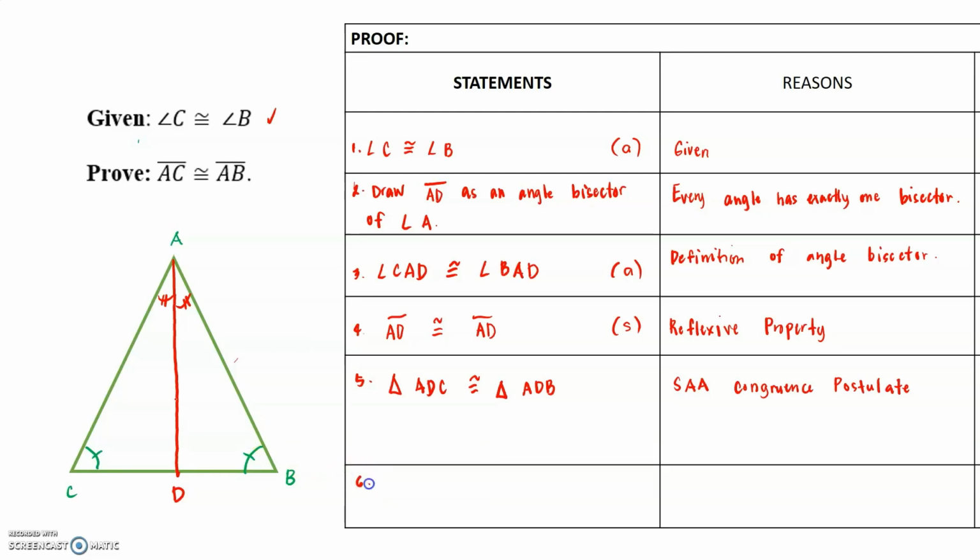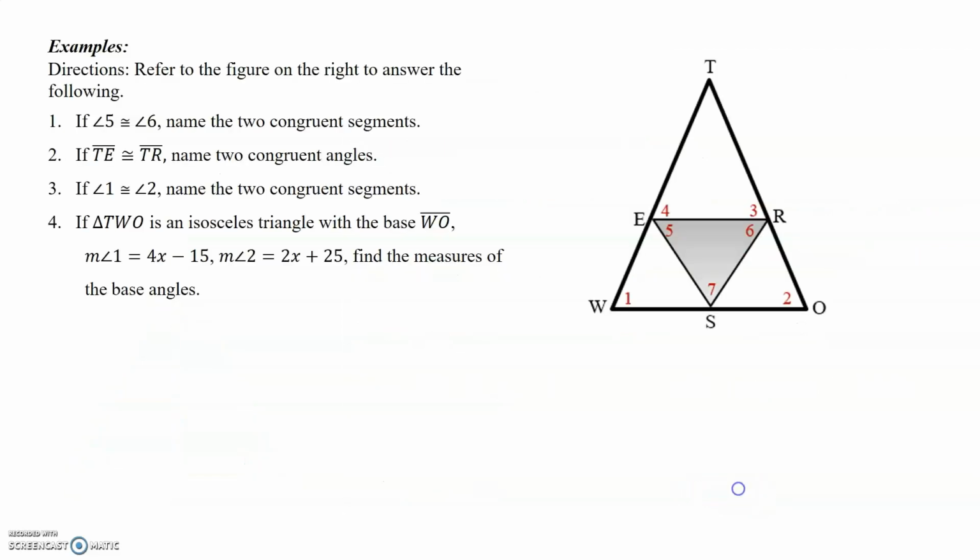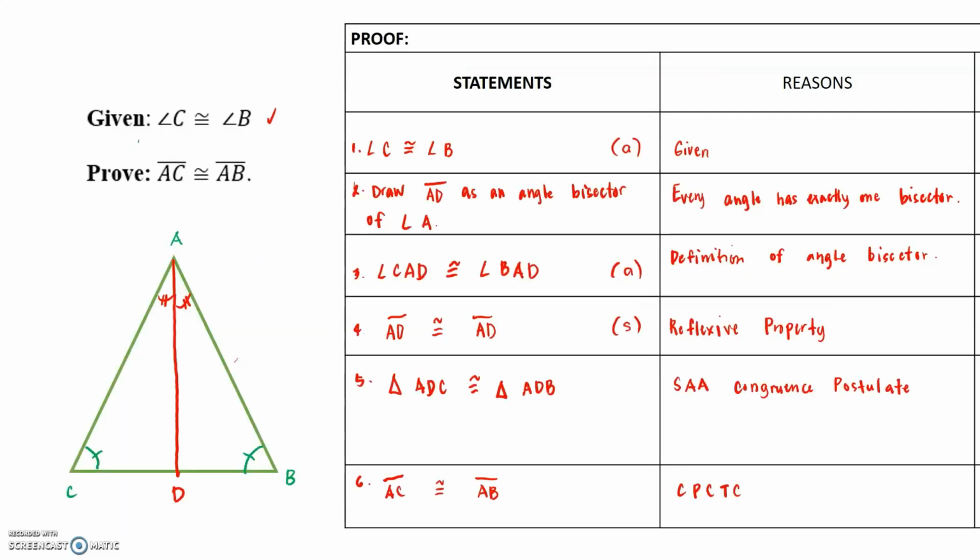So lastly, since we have already established the two formed triangles are congruent, then we can already say that side AC is congruent to side AB. And you're right, our reason for that is the CPCTC: the corresponding parts of congruent triangles are congruent.